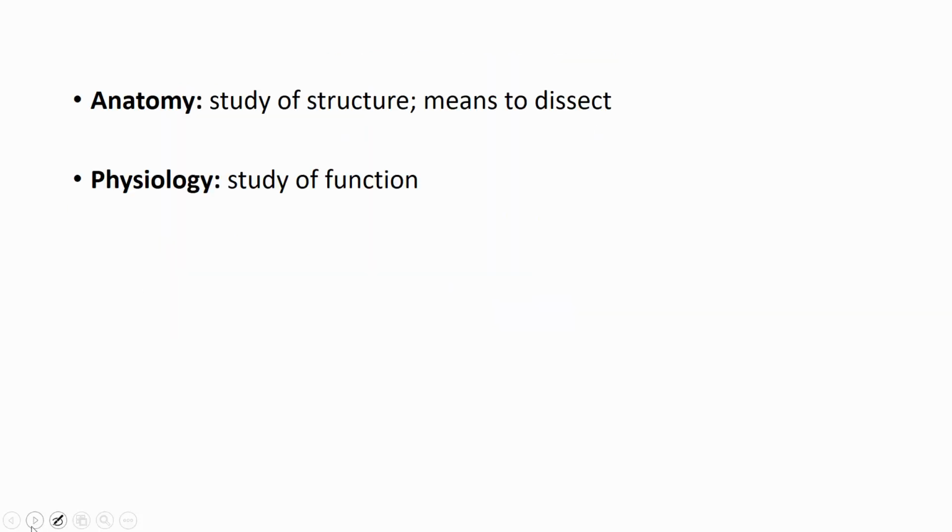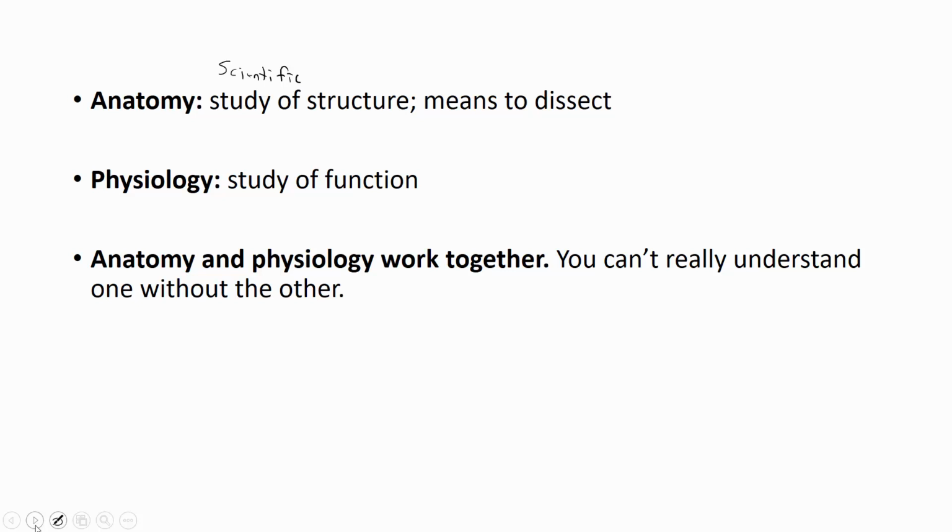Anatomy is the scientific study that's going to be key for all of these. Remember, scientific study of structure. Literally, it means to dissect or to pull apart. Physiology is the scientific study of the body's function. Anatomy and physiology work together, and it's really impossible to understand one without the other. The two in this course that we cover at the same time will help you see that relationship.